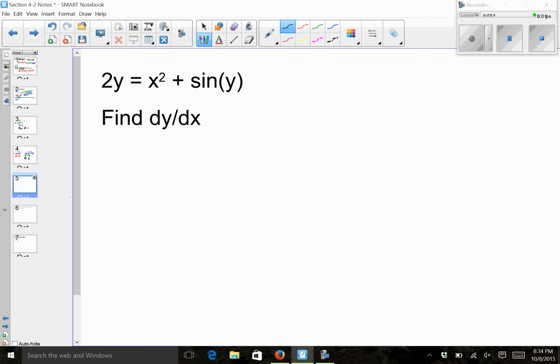We can do this with more complicated functions, with our other derivative rules involved in it. So here, again, with respect to x, the derivative of 2y is 2, but I need the chain rule, so times dy/dx. The derivative of x squared is 2x, do not need the chain rule on it, plus the derivative of sine y, which is cosine y, but I need the chain rule, so dy/dx.